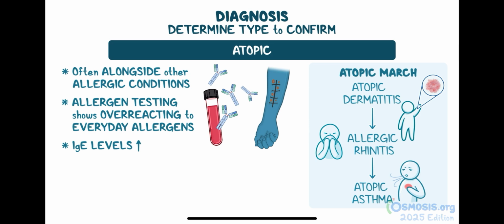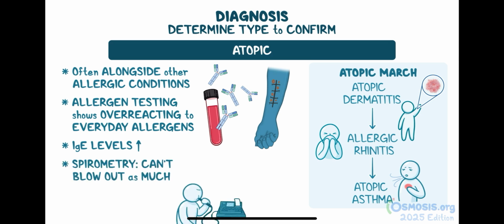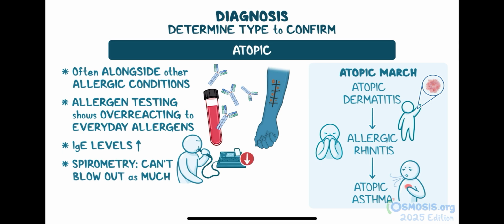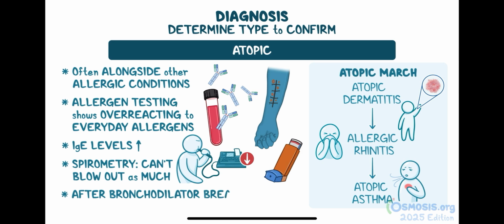Finally, be sure to check how well the lungs are working using spirometry. This test will reveal that a person can't blow out as much air in 1 second as they should. However, the key clue is that after they use a bronchodilator, which helps relax the airways, they can suddenly breathe out a lot more air. This reversibility points to asthma.